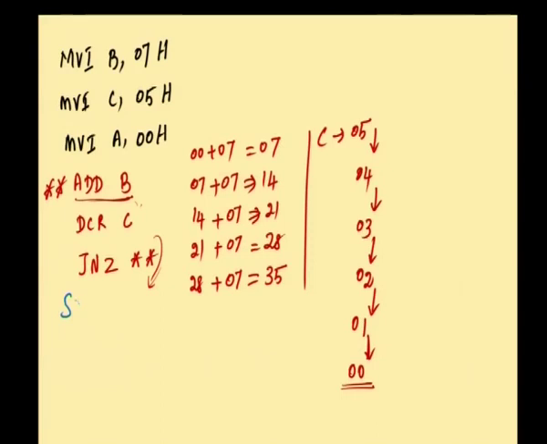So, to store the result, which is in the accumulator 8-bit content, you take STA 4300H. So, now the 35 which is in accumulator is moved to the location 4300H. So, this is a way how to write 8-bit multiplication.